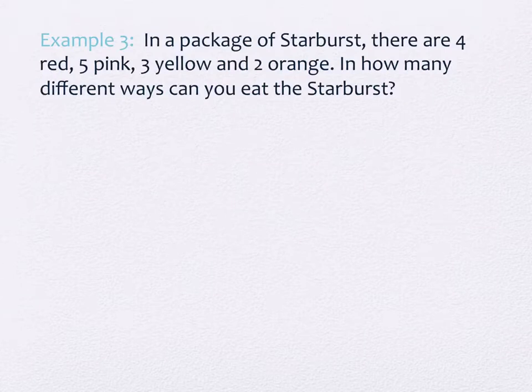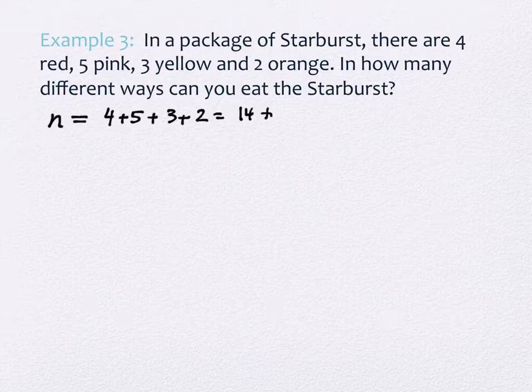We have in our example a package of Starburst. In our package, there are 4 red, 5 pink, which is the best color, 3 yellow, and 2 orange. So the first thing we need to establish is how many Starbursts are there? 14. So we would add them together: 4 plus 5 plus 3 plus 2. We have 14 total. Is that good for everybody? That's the number that goes on top.